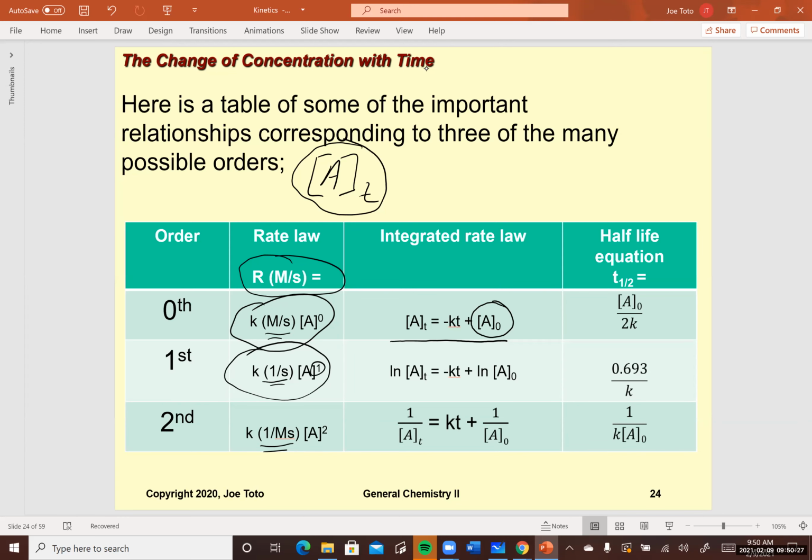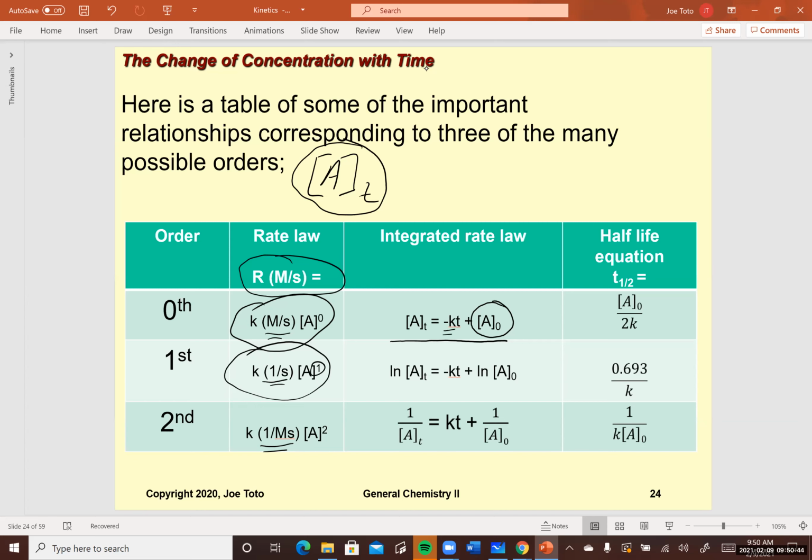For zeroth order, that should equal some rate constant. That's the familiar rate constant that we've been talking about. It should equal minus kT. That's the time that the reaction has been running.